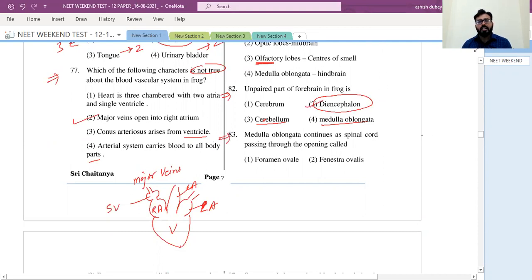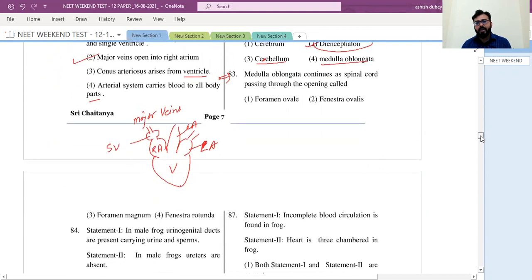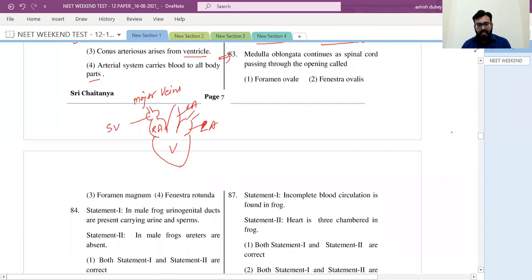83rd, medulla oblongata continues as spinal cord passing through the opening called. It is the largest foramen of the human being, or the largest foramen of the body also. It is the foramen magnum. Foramen magnum will be the correct answer.